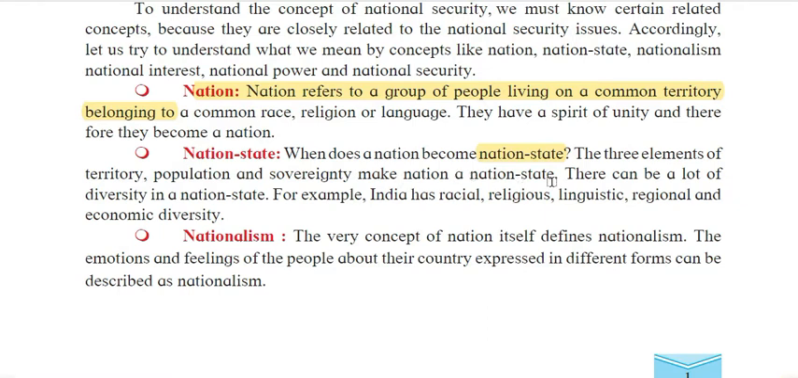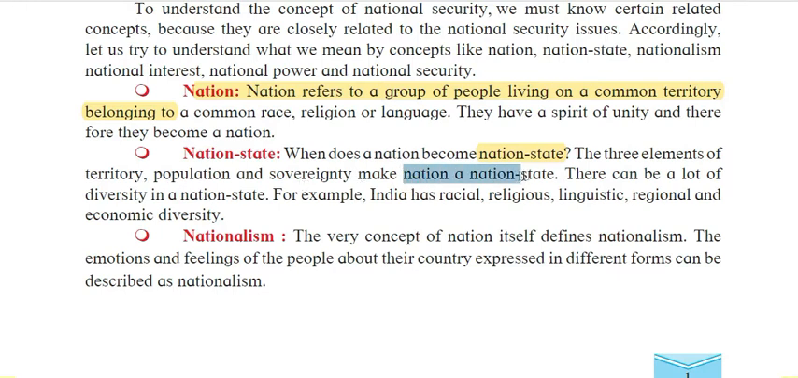So remember, there are a few people, they are united, they have their own group, but they don't have territory, so they will become only a nation, like the Palestinian people. Palestine is actually under the control of Israel. The Arab people used to say that we are united, we have common language, religion, common race, and we have territory, that's why we are a nation, that's why we want our Palestine. But they don't have their own territory, they don't have sovereignty on their territory, so that's why it is not a nation state. So remember, it is the three elements of territory, population and sovereignty that make a nation a nation state.